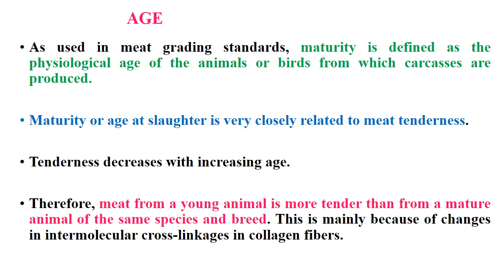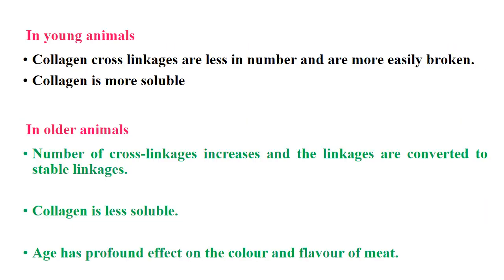This is mainly because of changes in cross linkages in collagen fiber. We have discussed many times that in the muscle there are three different kinds of collagen coverings, and this collagen will develop more and more cross linkage which makes it more tough, and naturally meat becomes tough with the increase of age. So here once again we will see the relation of age with meat quality in terms of collagen changes. In a young animal, collagen cross linkages are less in number and are more easily broken. So they are less in number, easily broken, and collagen is more soluble. So naturally the meat from a young animal is more tender.